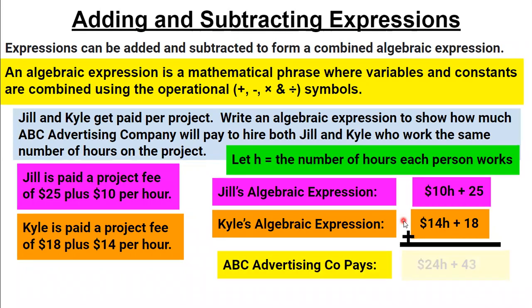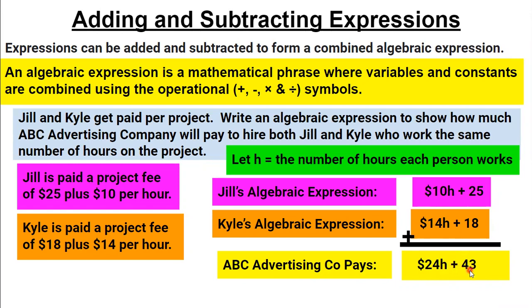That'll give us 24H, because 10 plus 14 is 24, and then the H is the number of hours, so that has to come along with it. Then we add the base, the project fee, so 25 plus 18 gives us 43. So ABC Advertising will pay $24 an hour times the number of hours plus $43.